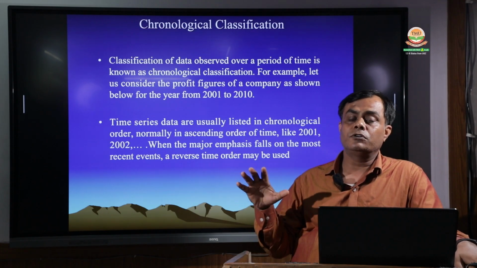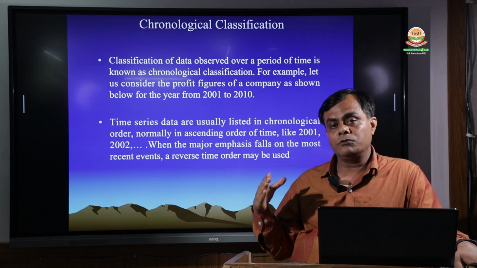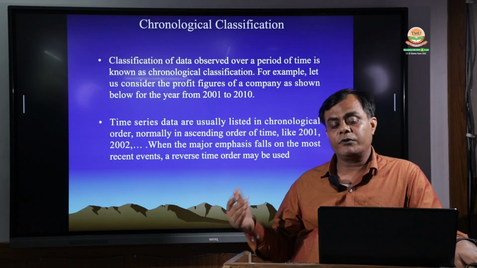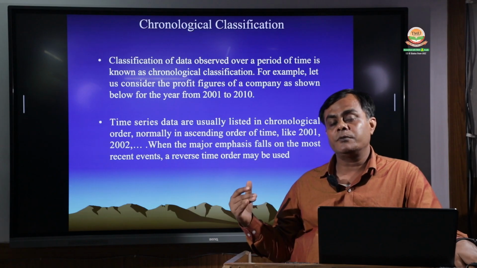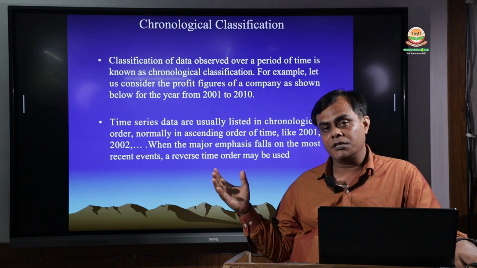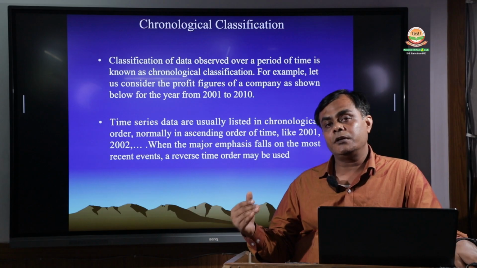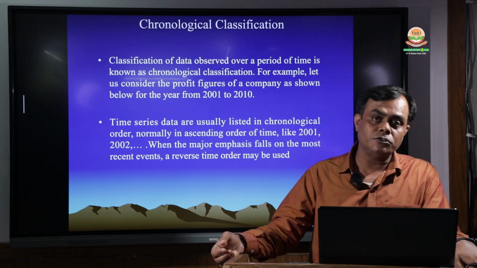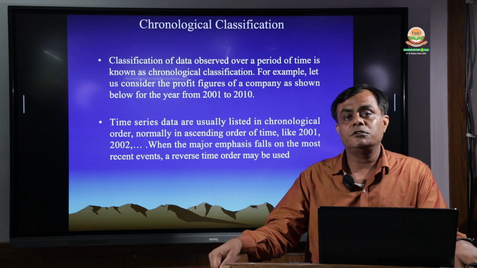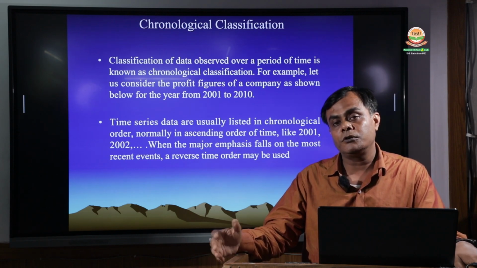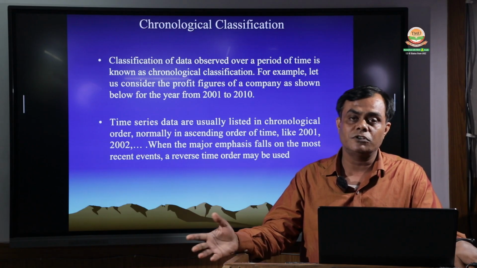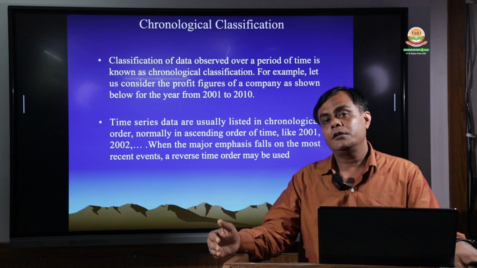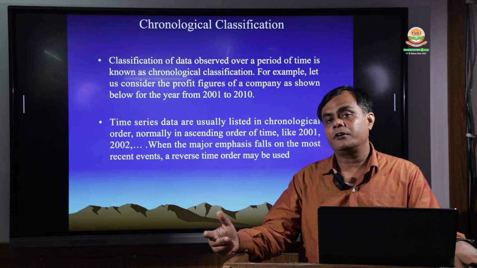So that is the chronology of 2001 to 2010, the 10-year chronology, and the profit figure of the company in that chronological classification: what profit amount in 2001, what profit amount in 2002, the amount in 2003, 2004, 2005, 2006, 2007. So different years from 2001 to 2010, and a different annual profit of that company.